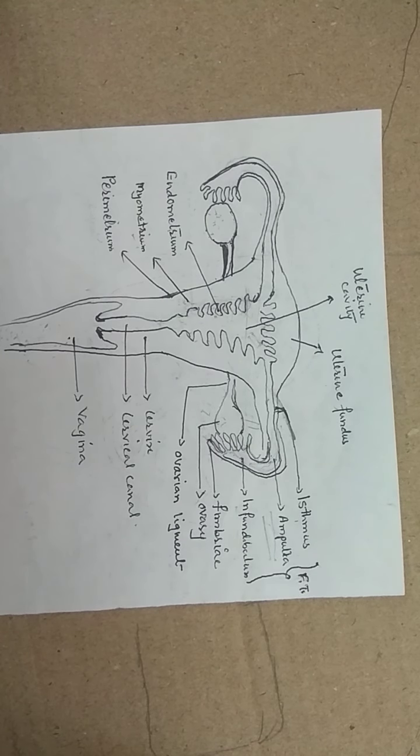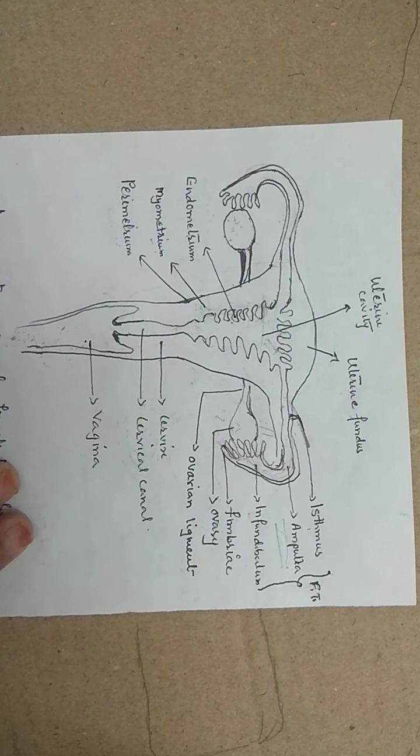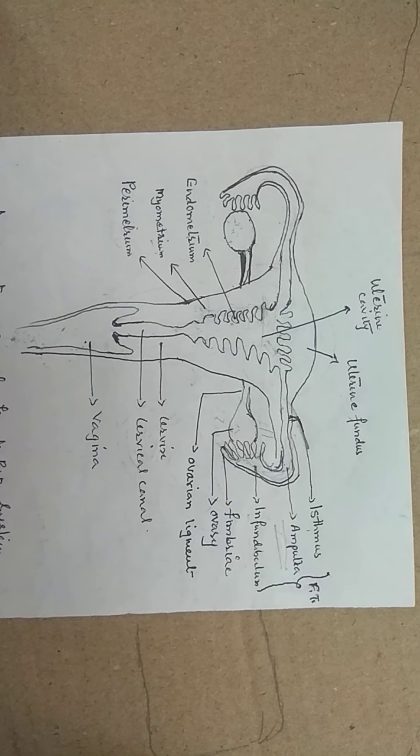Hello student, identify this diagram. I hope that you all could identify this. Have you? Now, those who have done it, it's correct. It's a diagrammatic view of the female reproductive system. So, today I will start with the female reproductive system in human.